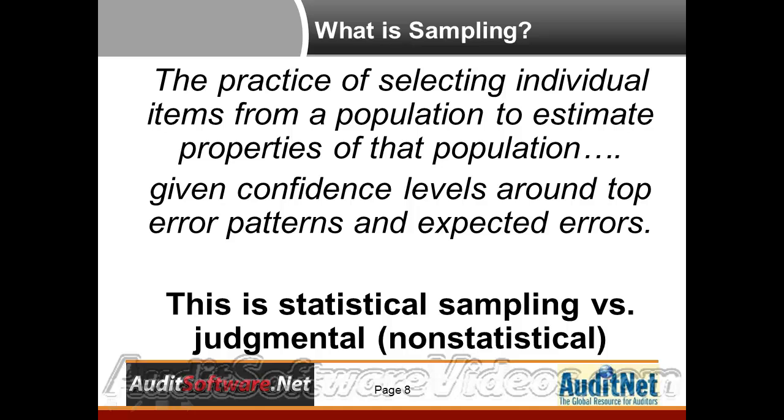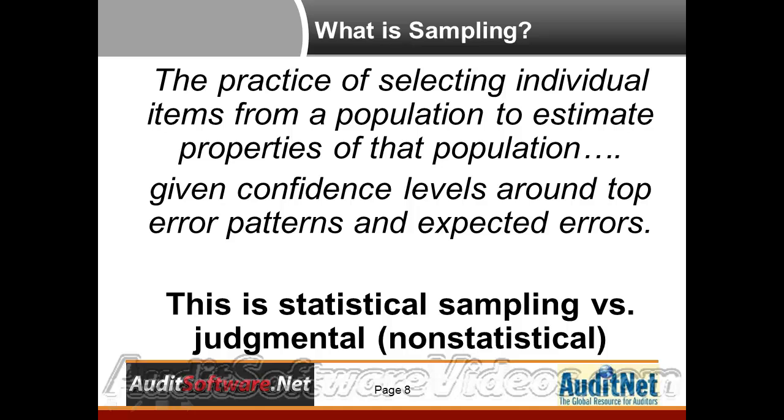So what is sampling in the first place? And just looking at all the good books out there on the topic, what is it? Sampling is the practice of selecting individual items from a population to estimate properties of that population. And we're going to do that given some confidence levels around error patterns and what you expect to happen. So the real thing here is that it's statistical. It isn't judgmental or non-statistical sampling.